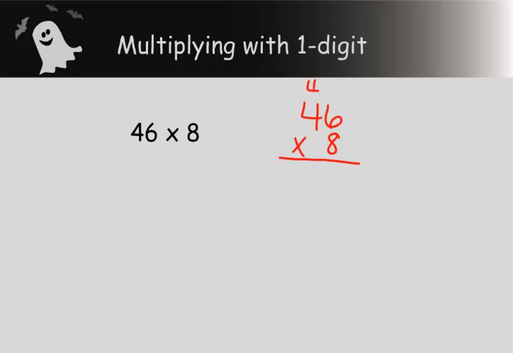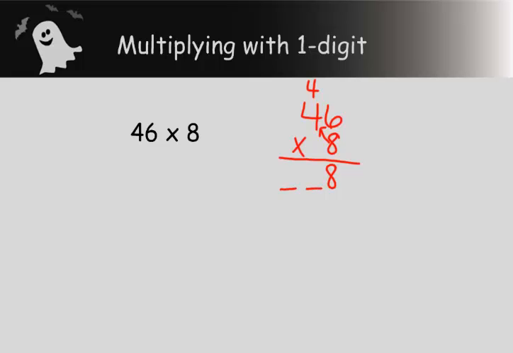8 times 6 is 48. And then we take and multiply the ones to the tens place. Remember, this 4 is not a 1 or a 4, it's 40. So we think 8 times 40, or 8 times 4 is 32, plus 4, which is 38.